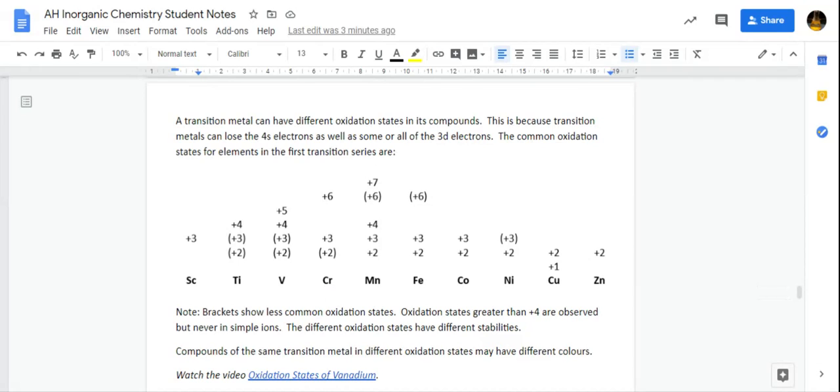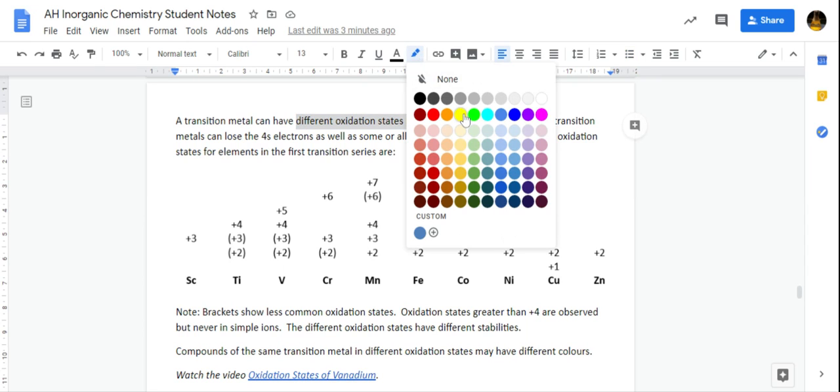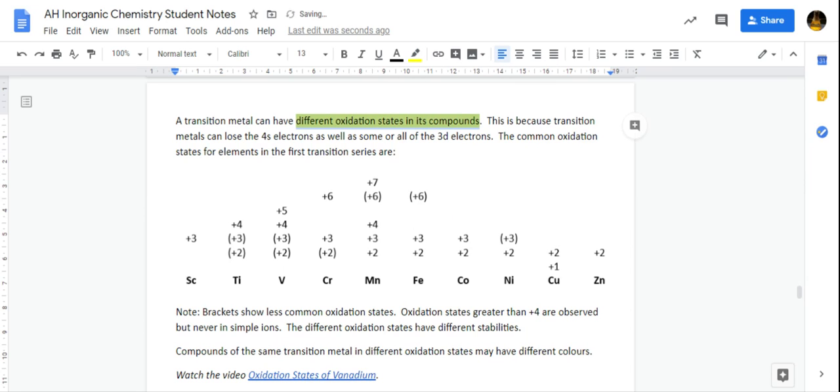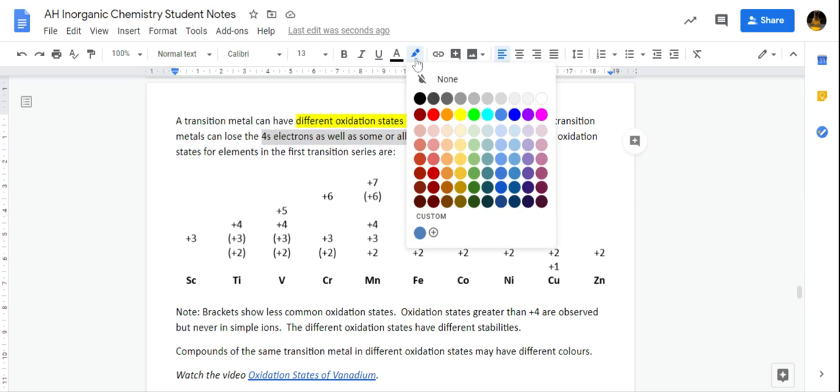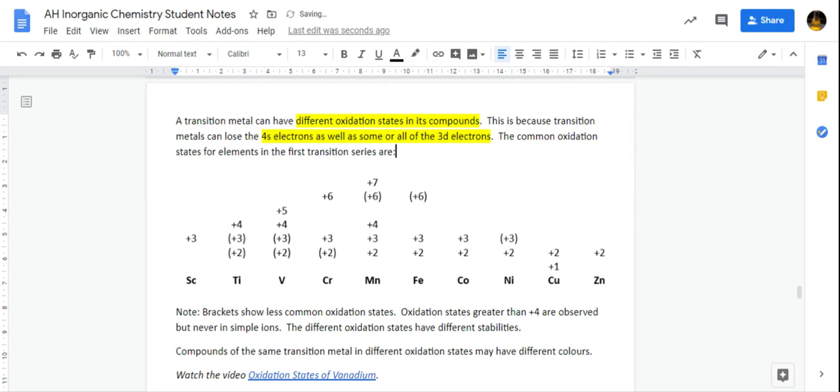Okay, now as we met previously, we said the transition metal can have different valencies because they can lose the 4s electrons, and they can also lose some or all of the 3d electrons. So we say that transition metals can have different oxidation states in their compounds. The common oxidation states are given in the diagram.